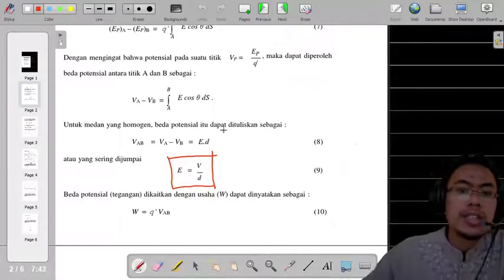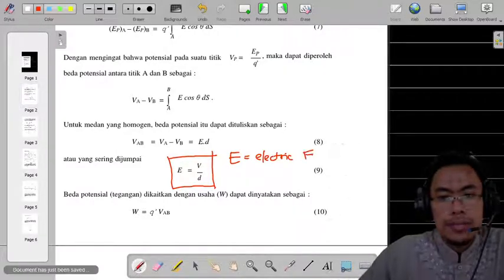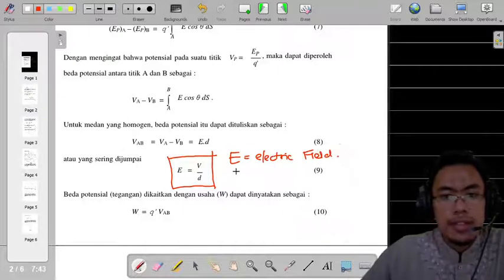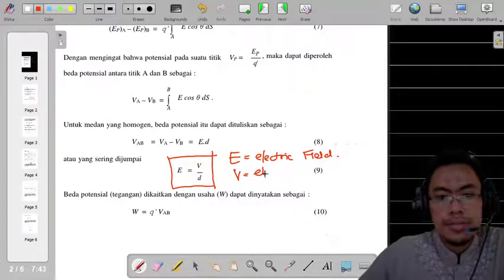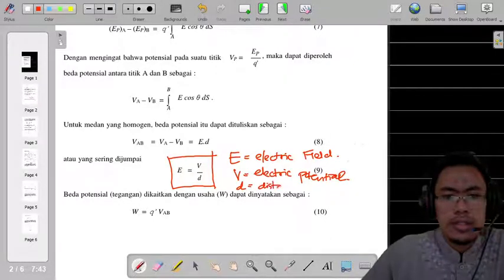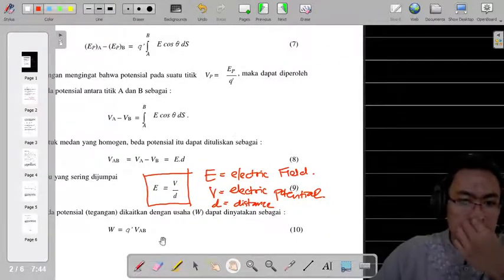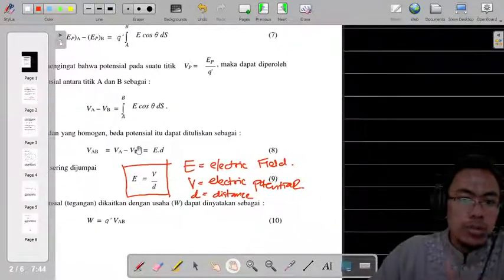And in this formula, the E is electric field, and then the V is potential, electric potential, I mean. And D is distance. Okay, so what can we know from this one?